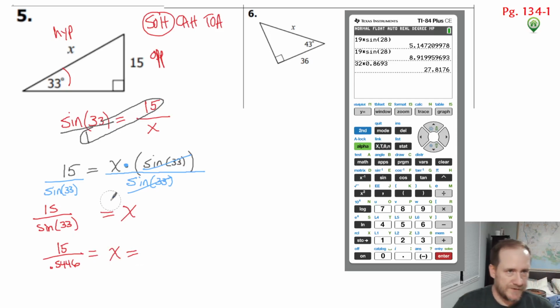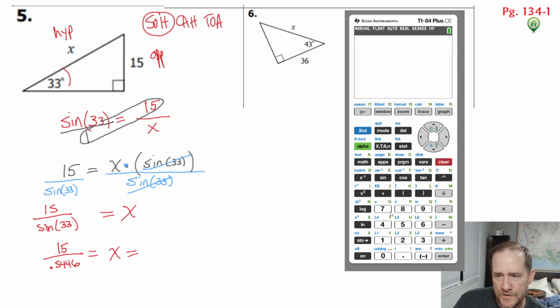And now's as good a time as any to go to your calculator and just type that in. I'm curious about what 15 divided by 0.5446 is. And if you hit enter, you'll get your answer. It's 27.5431.